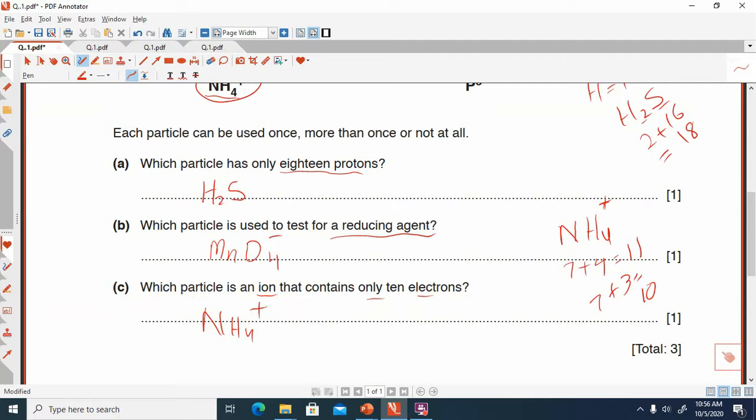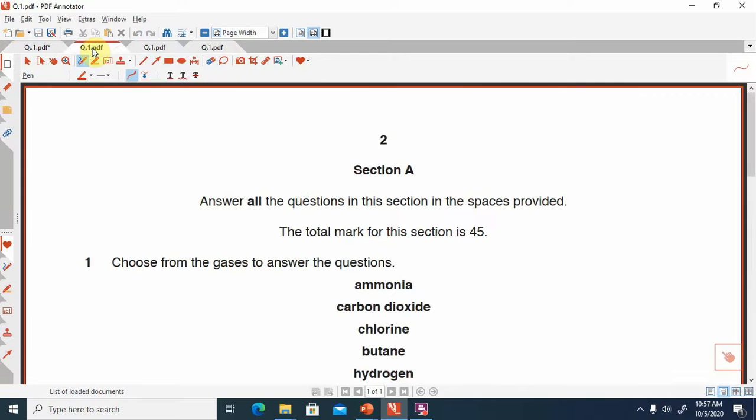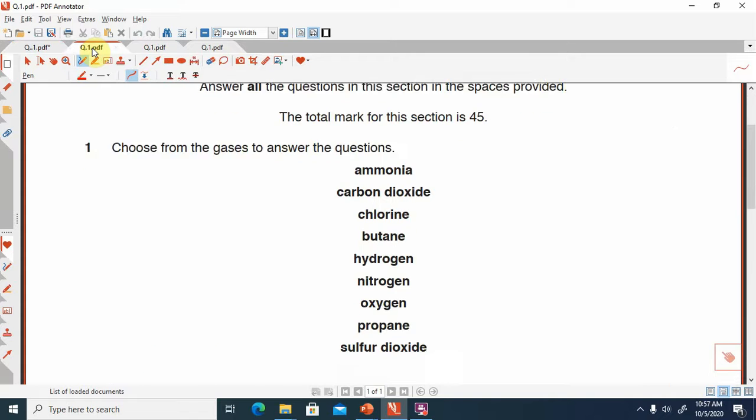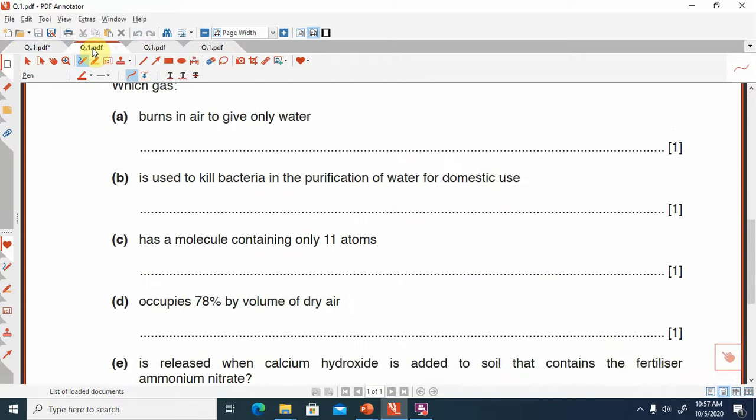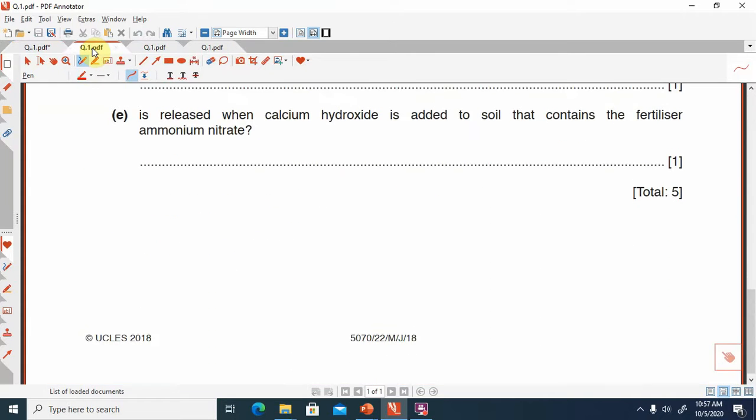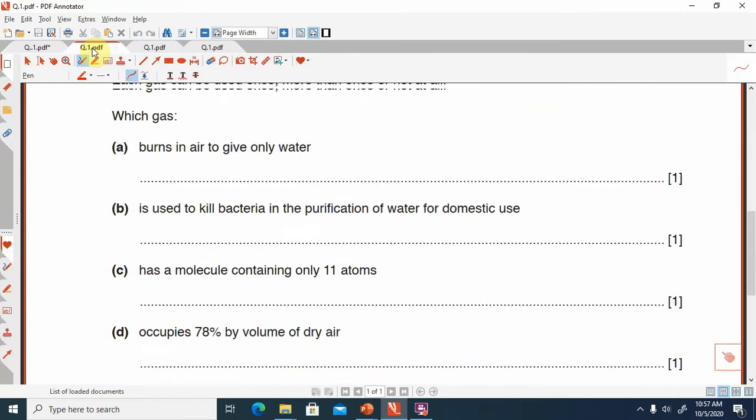So this was question number 1 of paper 2, and the year was 2019. Now we are moving towards question number 1, and the year will be 2018. Okay, this is the question of the year 2018, right?